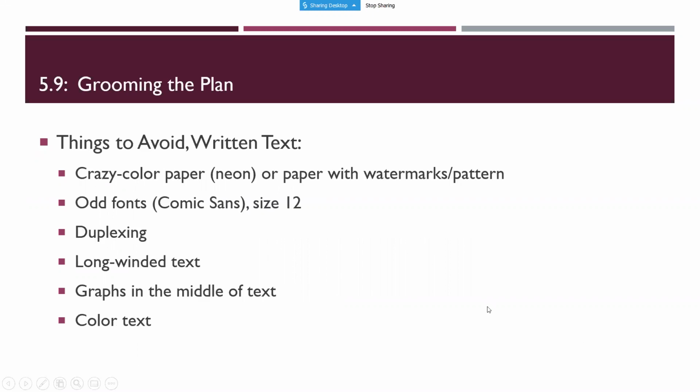So things to avoid in written text, weird colored paper. So you don't really want to present a business plan on neon green paper. It's loud. It's obnoxious. It can trigger headaches. And you can lose people right off the bat, just from that first impression.